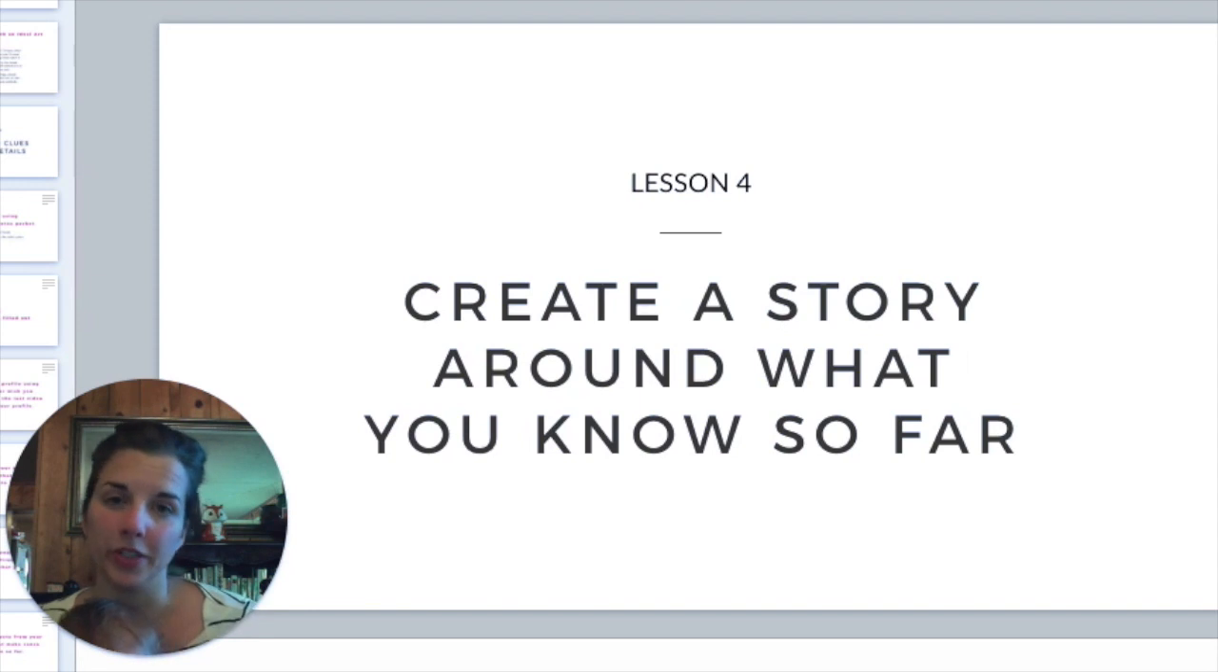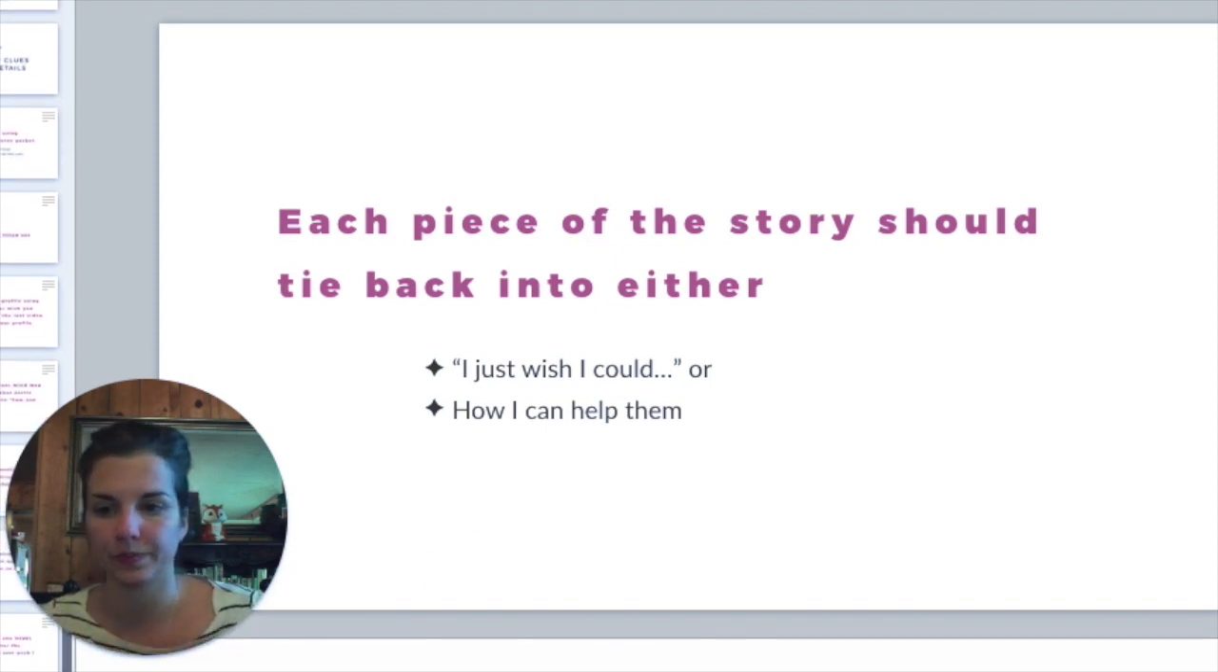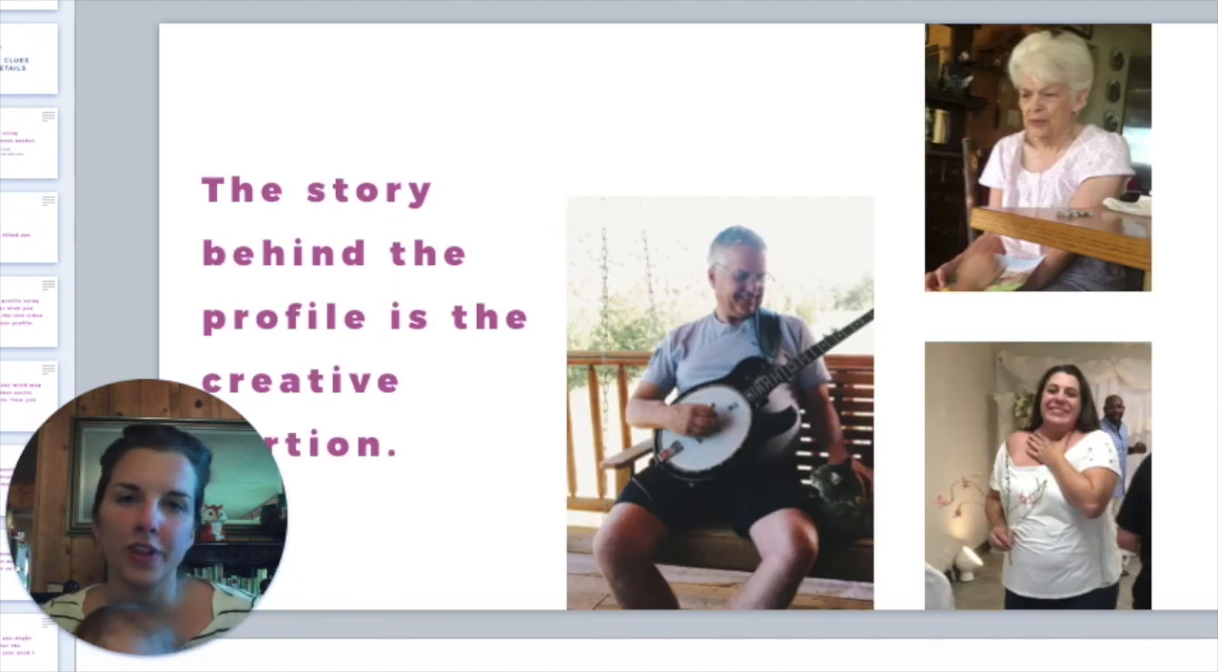We've done the important part. The rest of this, creating a story around what you know so far, is just so you can really feel like they are a real person. Each piece of the story should support what you have so far. It'll either tie back into the "I just wish I could" or the how I can help them. The beautiful thing about this is the story behind the profile is just the creative portion.